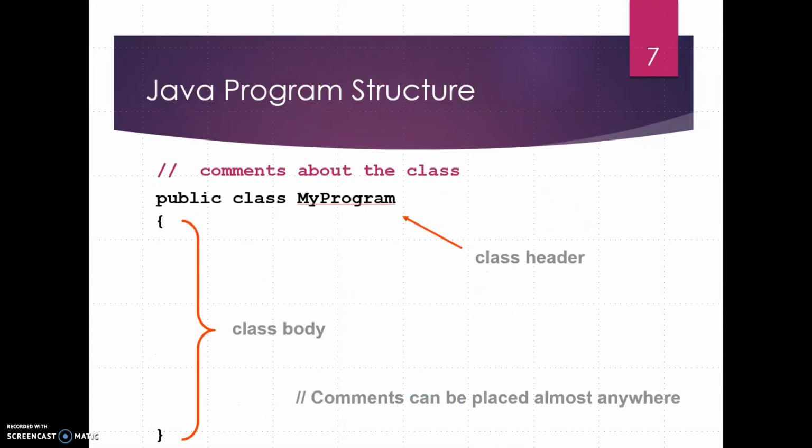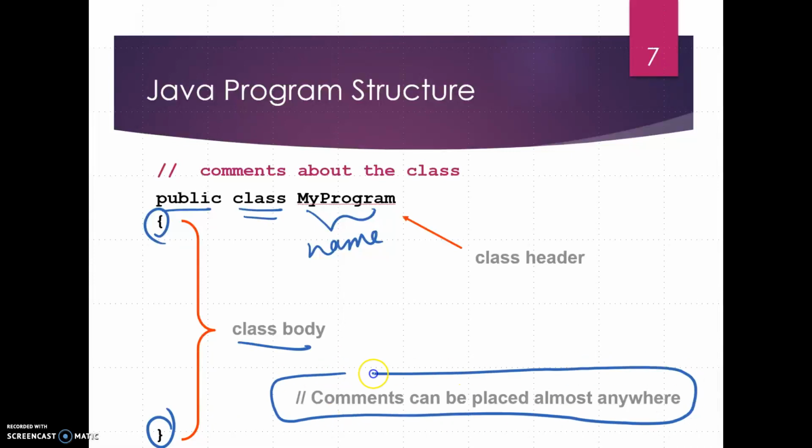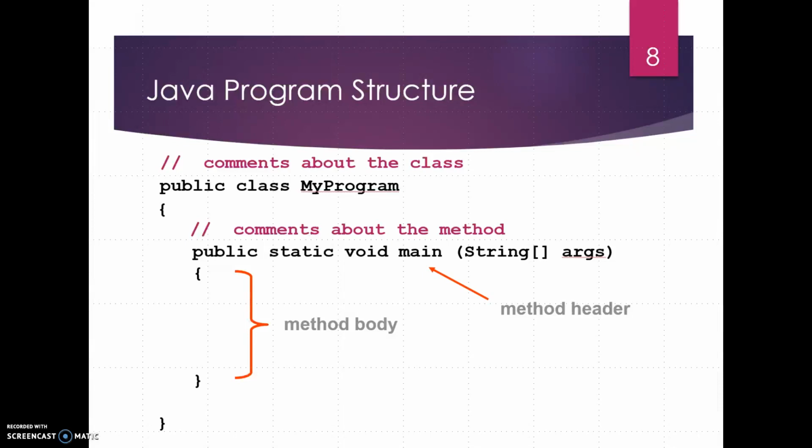When we look at the layout of a Java program, there are several things that we will have there. First, we have the class header, and the class header always starts with the word public, then class to determine that you're creating a class, and then this right here is the name of the actual class you are creating. All of the code that we see inside of these curly braces is the class body. We can place comments just about anywhere within our code, and we'll talk about that more towards the end of the lesson.